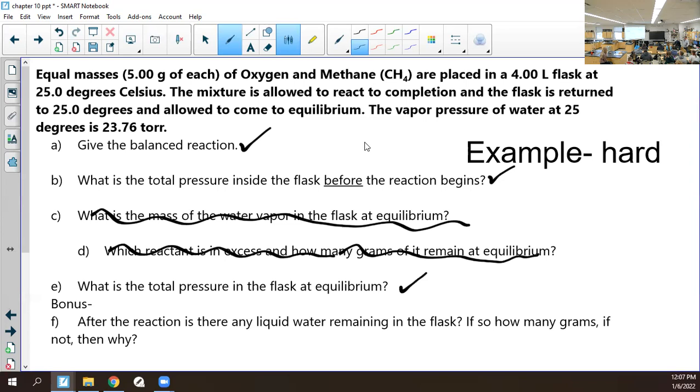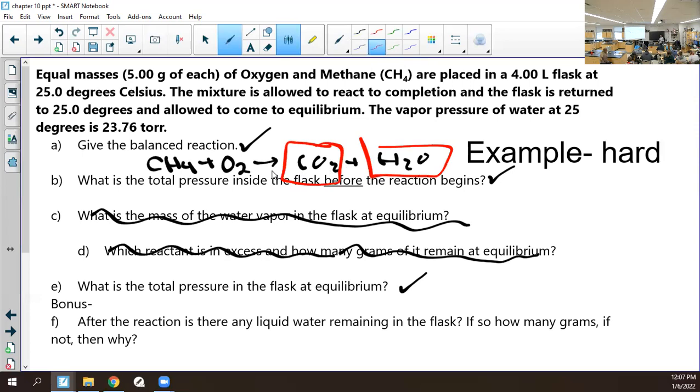How do you find the pressure at the end? This is the butt kicker. At the end, I have CH4 plus O2 goes to CO2 plus H2O. At the end, you're going to have some of this, and some of one of these. How do you find the total pressure of three gases at the end?